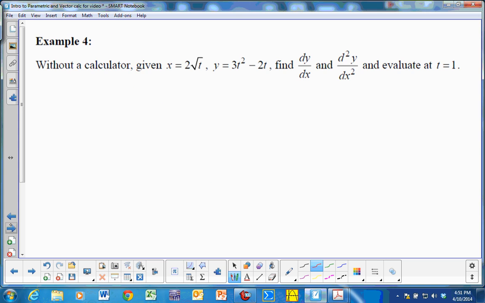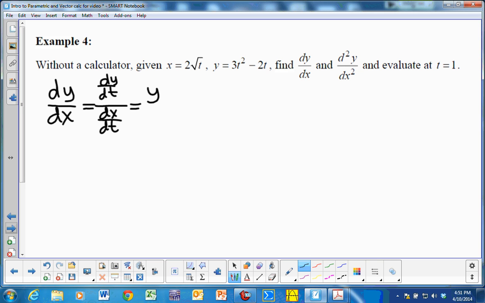So let's do an example. Example 4, without a calculator. We're going to find the first and second derivatives and evaluate at t equals 1. The first derivative means I need to find dy dx. So dy dx equals dy dt divided by dx dt. Sometimes you'll see it written, and you should get in the habit of writing this, y prime at t divided by x prime at t. I will often write it that way. It's much easier than having compound fractions like that.